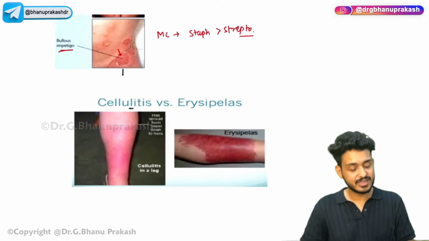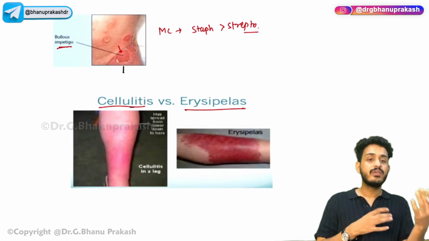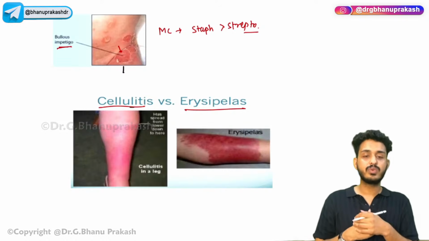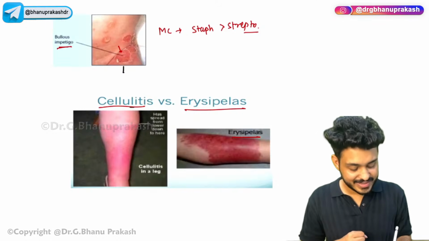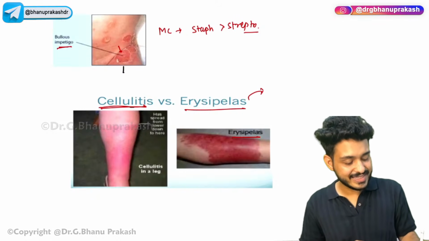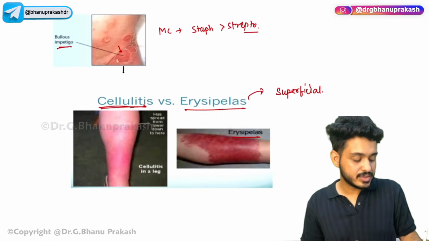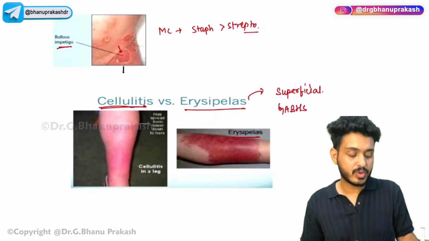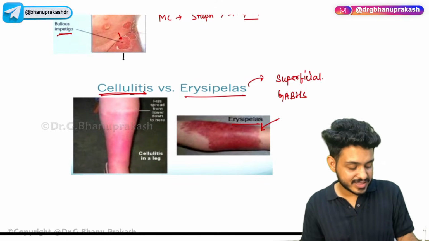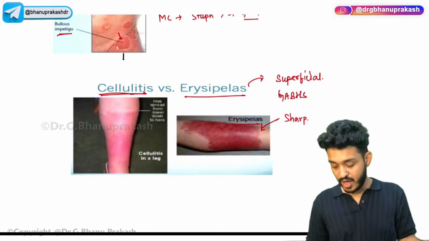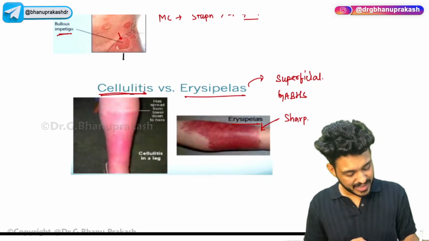Okay, now let's discuss cellulitis and erysipelas. Both of them look similar. When the patient is coming to you, both of these will look similar. So how will you differentiate between erysipelas and cellulitis? Just remember, erysipelas is a superficial lesion. It is due to group A beta hemolytic streptococci. You will be having sharp margins, and you will be having sharp demarcation.